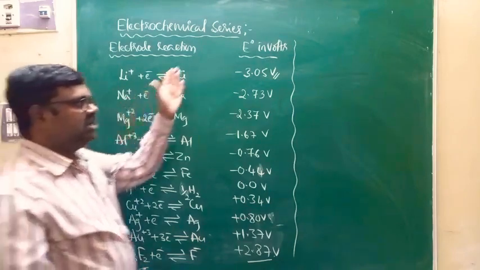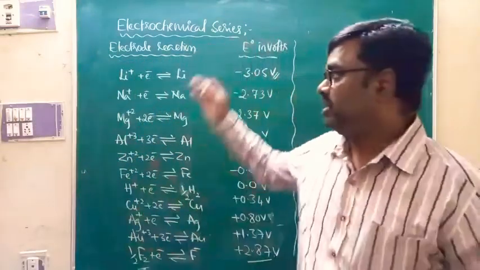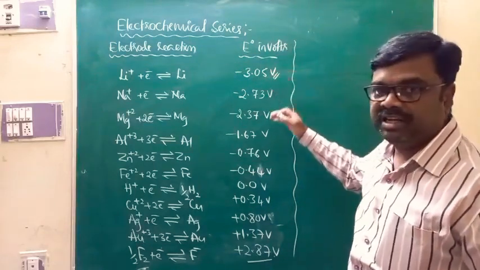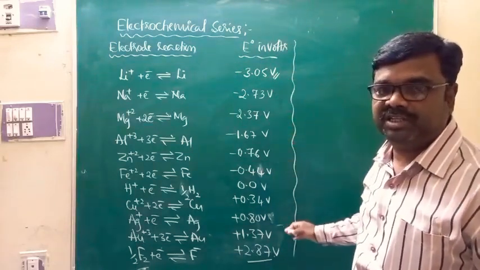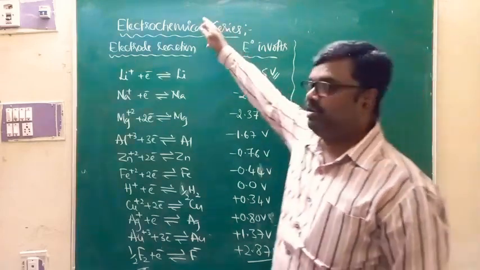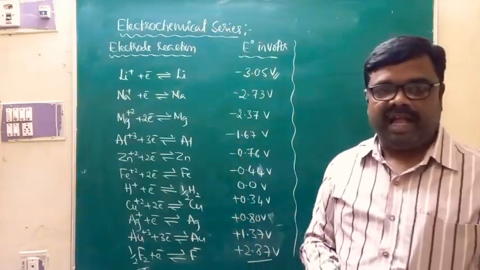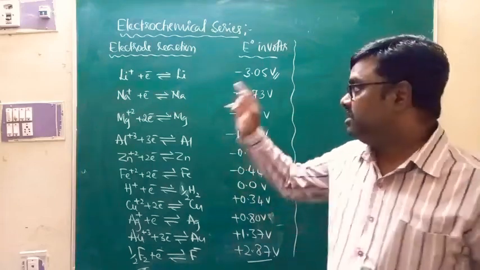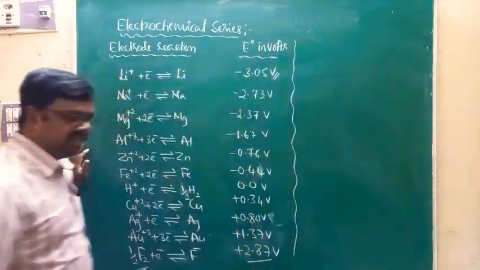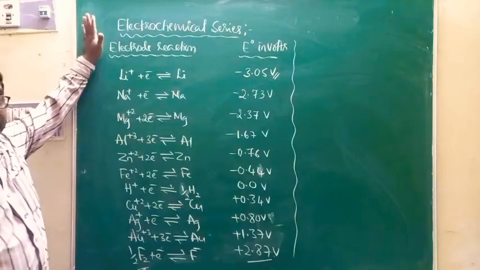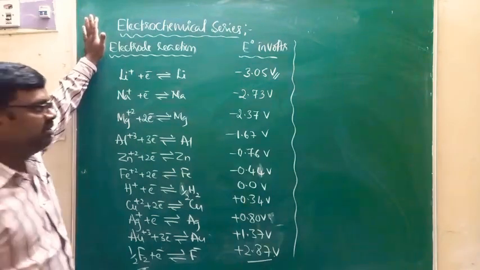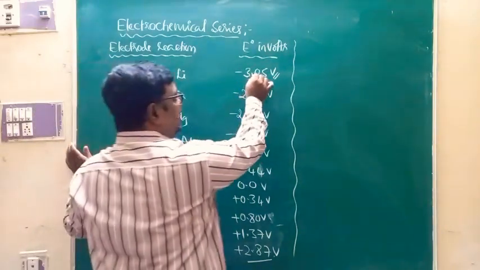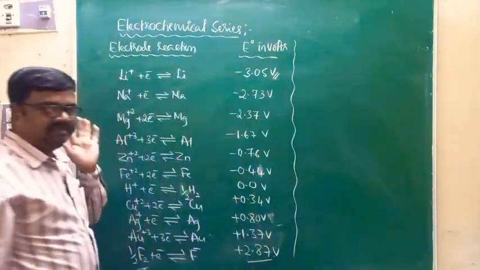So what is the advantage of this arrangement? Here I have arranged various electrode systems in the increasing order of their standard electrode potentials, and that series is called the electrochemical series. I can make some conclusions on the basis of this electrochemical series. Because of that, I have drawn the electrochemical series here. And remember, if I move from lithium to fluorine, standard electrode potential increases.